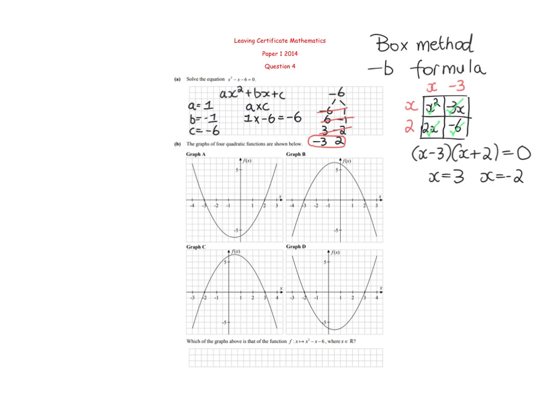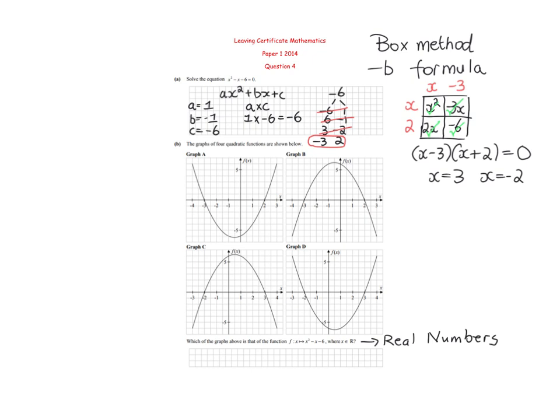Part B then says the graphs of 4 quadratic functions are shown below. So we've graphs A, B, C and D. It says which graph above is the function x squared minus x minus 6, where x is an element of R. Remembering that R is our real numbers, and real numbers are any number.